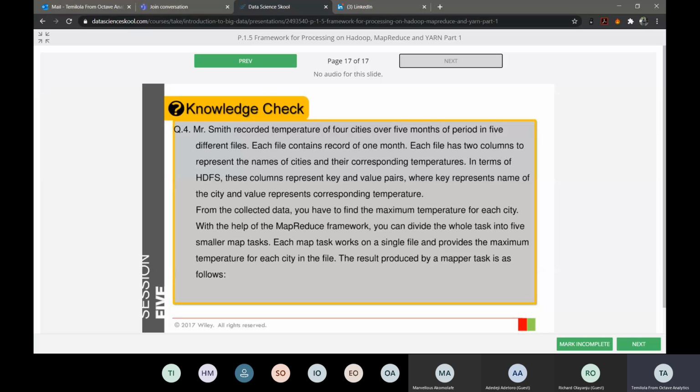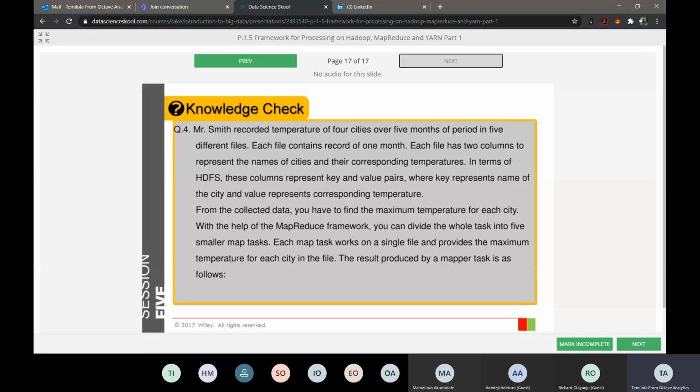Going further, it says where key represents the name of the city and value represents the corresponding temperature. Now it's saying that from the data that we have collected, you have to find the maximum temperature of each city. Remember what I said, normally your reduce function will aggregate everything, meaning to sum everything up.